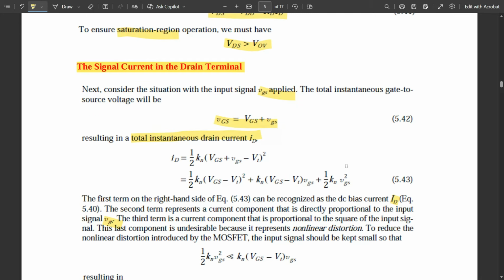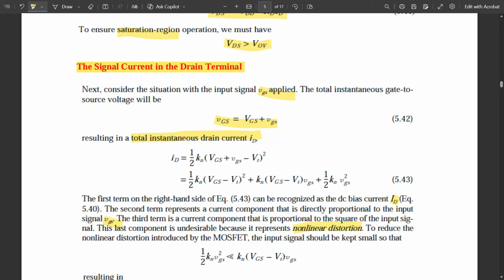Whatever the input signal is, its square would be proportional to the third component. And the last component which is present is undesirable because it represents the non-linear distortion. Since we are having some distortion taking place, that fourth component is neglected, that is, it would be equal to 0.